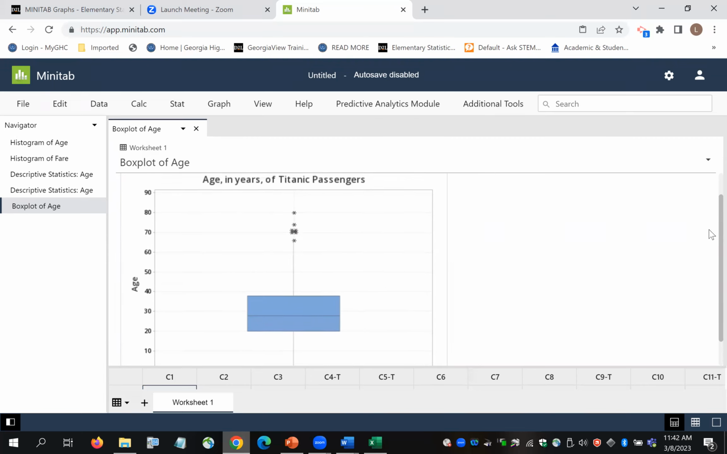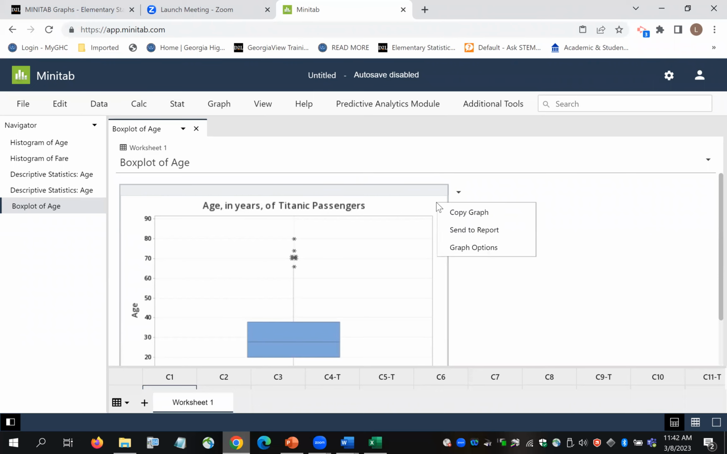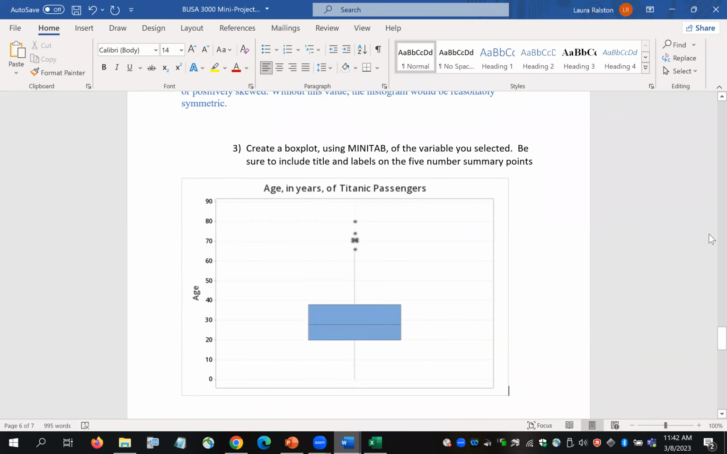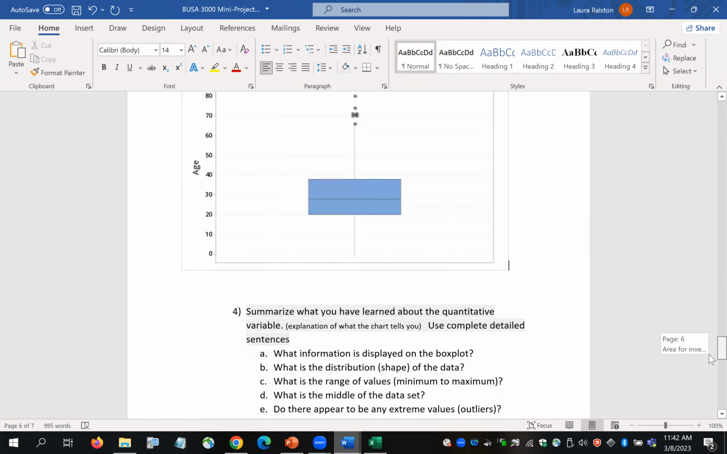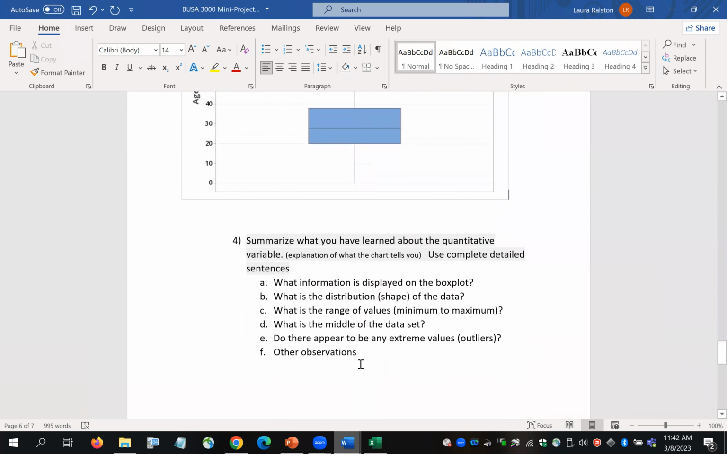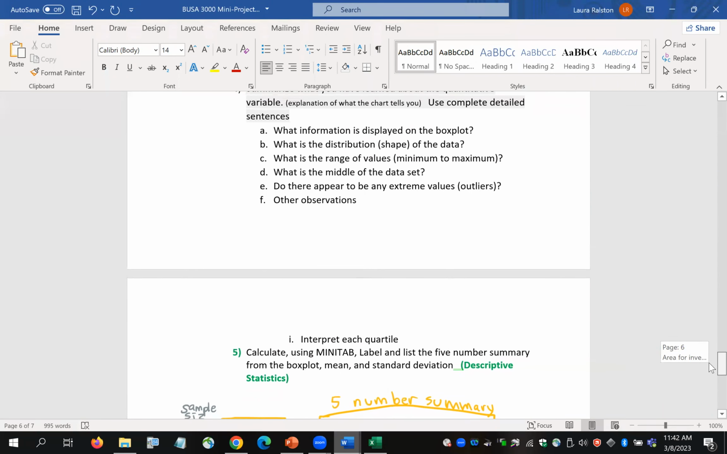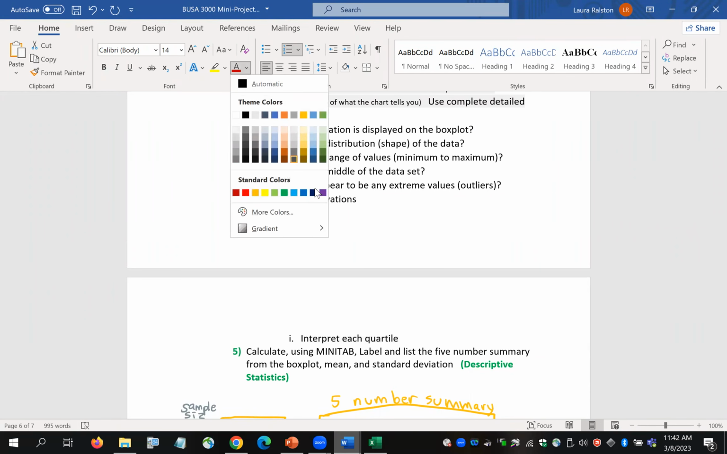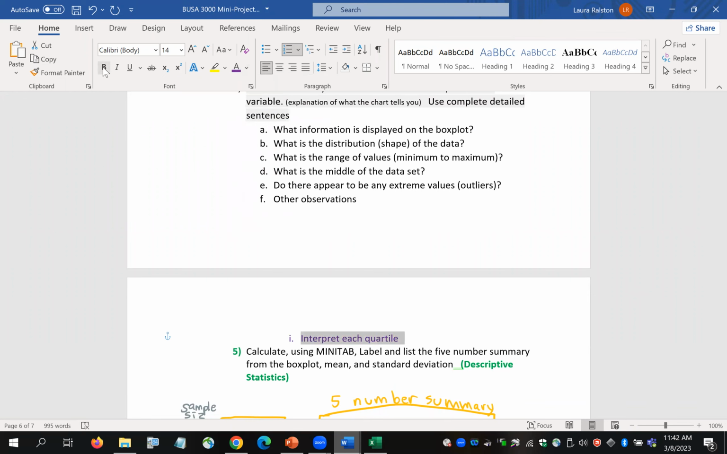So the box plot gives us a little bit more insight to the data. I'm going to copy the graph, and I'm going to go and paste it in Minitab. And again, I've got to summarize it. Again, I give you some hints on what to say, things to think about. Now, specifically, and this is the one students always overlook, this is the important one, is to interpret each quartile. And I'm going to do that for you in just a minute.